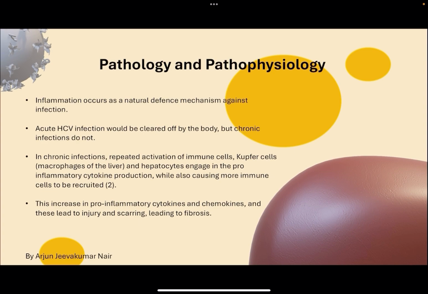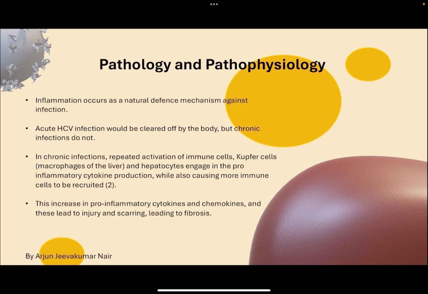Inflammation occurs as a natural defense mechanism against any infection. Acute HCV infections are cleared by the body, but chronic infections are not. In chronic infections, repeated activation of immune cells such as Kupffer cells, which are the macrophages of the liver, and hepatocytes engage in pro-inflammatory cytokine production, while also causing more immune cells to be recruited. This increase in pro-inflammatory cytokines and chemokines leads to injury and scarring, also known as fibrosis.